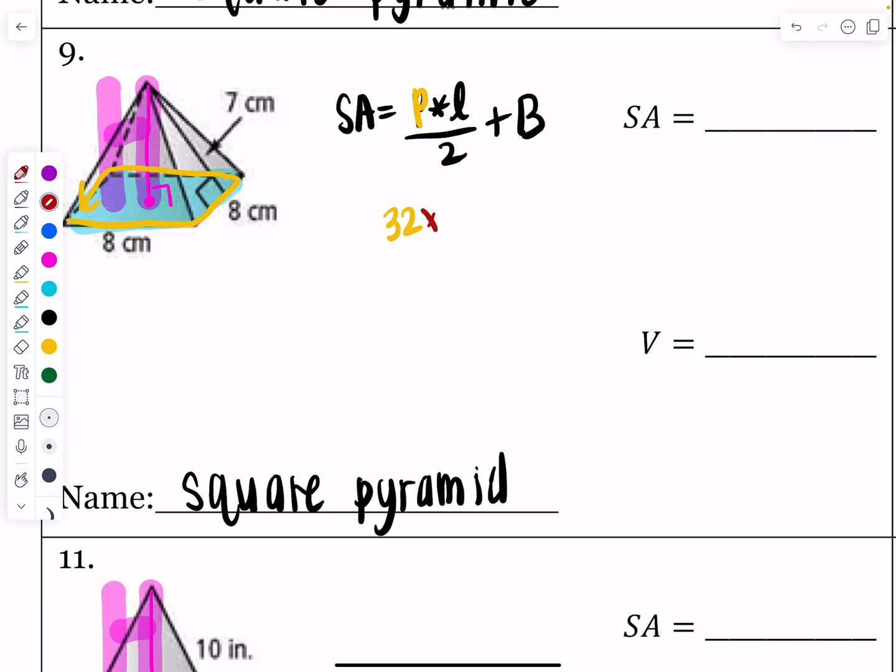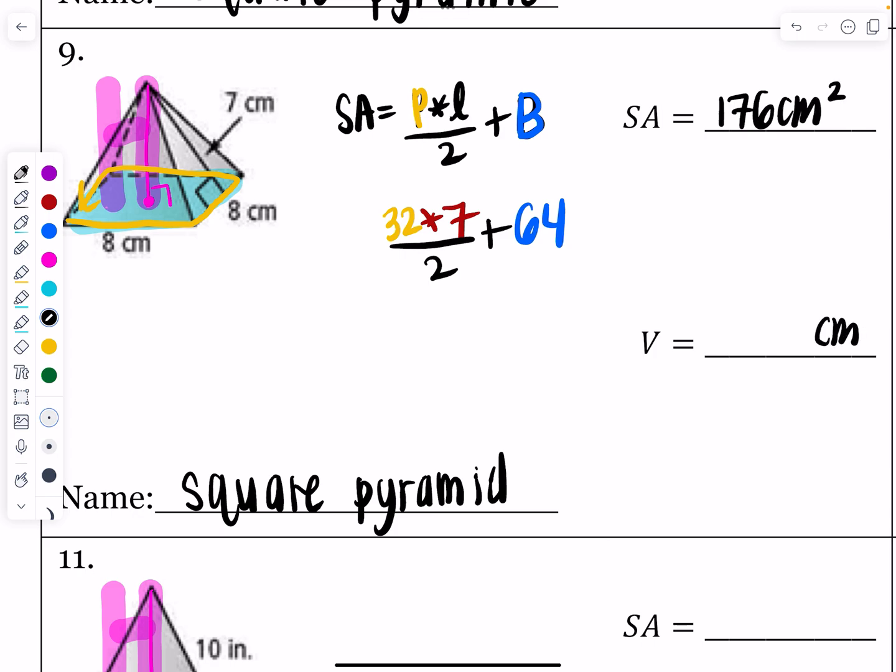What is my slanted height? It's there. It's 7. So it's going to be 32 times 7 divided by 2, since those are triangular walls. It's part of the formula. And then my area of my base. What is my area of the base? It's a square, so it's an 8 by 8, which is 64. So 32 times 7 divided by 2 plus 64. That is going to give me a surface area. I'm in centimeters, so it's going to give me a surface area of 176 centimeters squared, where volume is going to be centimeters cubed. So I'm going to go ahead and copy that down. So what's my volume?